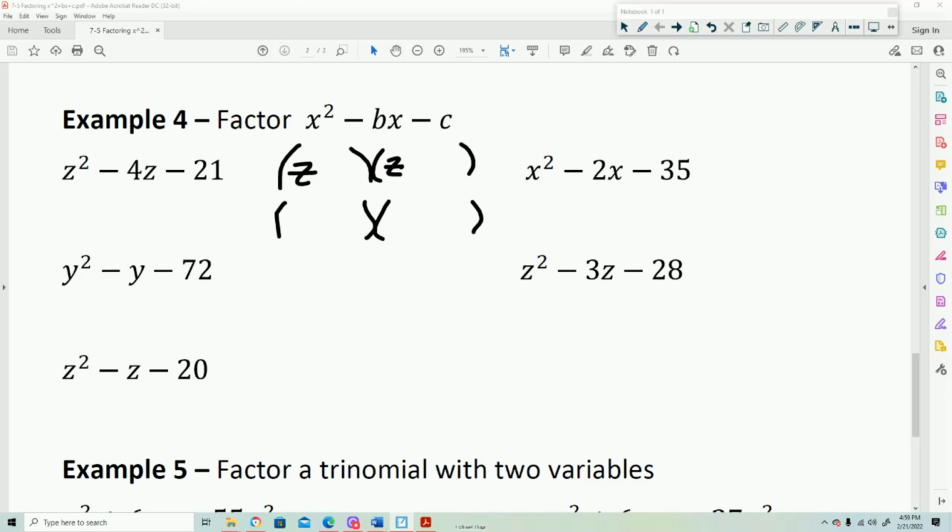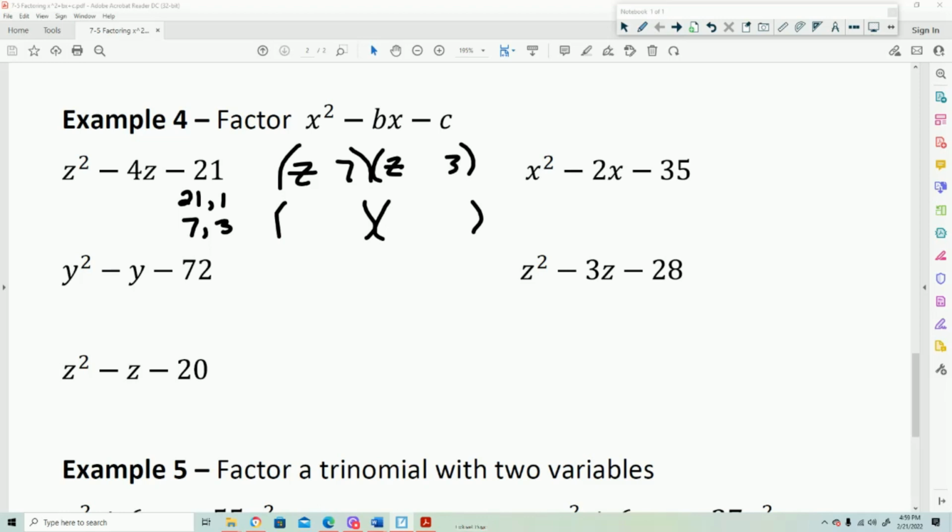So it's pretty much the same thing. What we're going to do is look at 21, and we're going to look at multiples of 21. That's just 21 and 1, and 7 and 3. Which one of these two sets of numbers subtract to be 4? And it's 7 and 3. So I'm going to go with 7 here and 3 here.